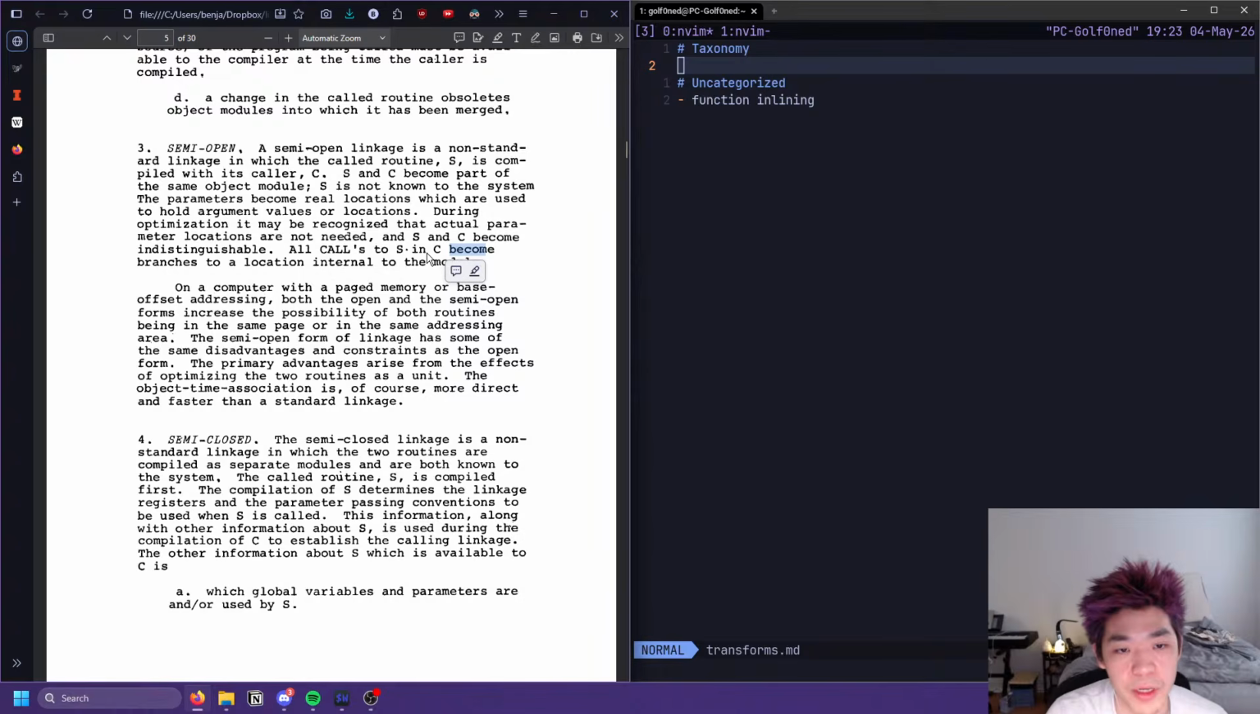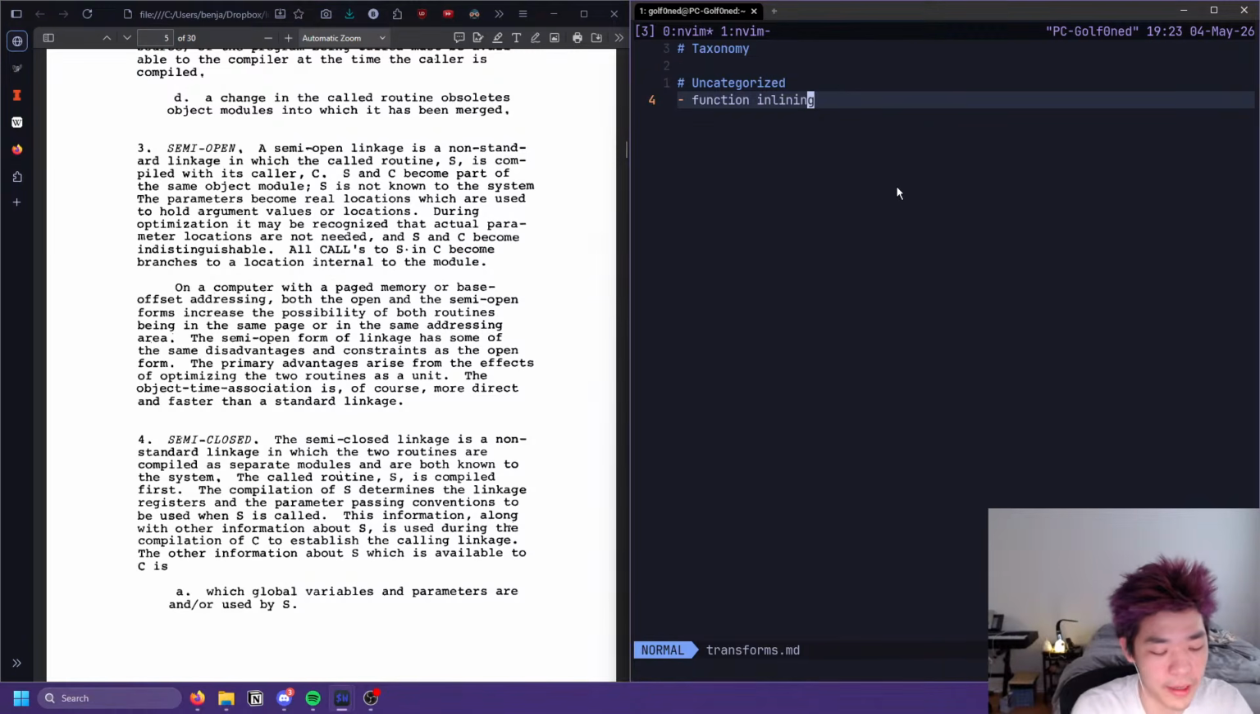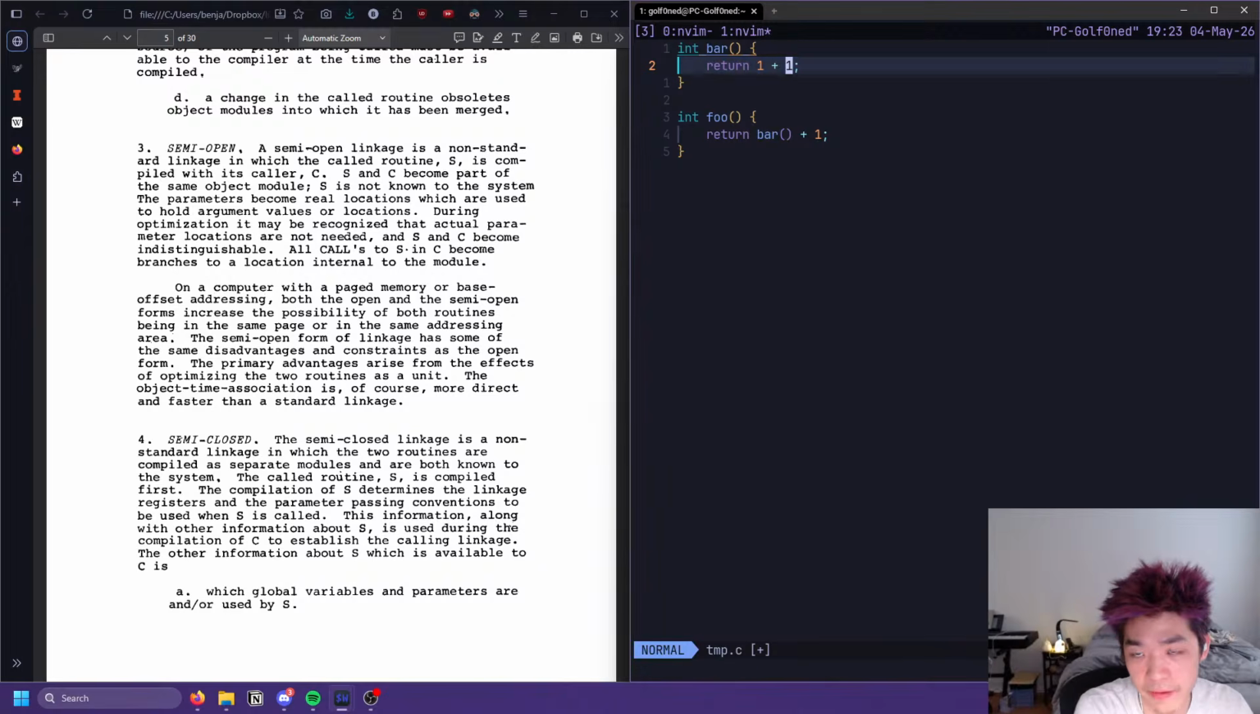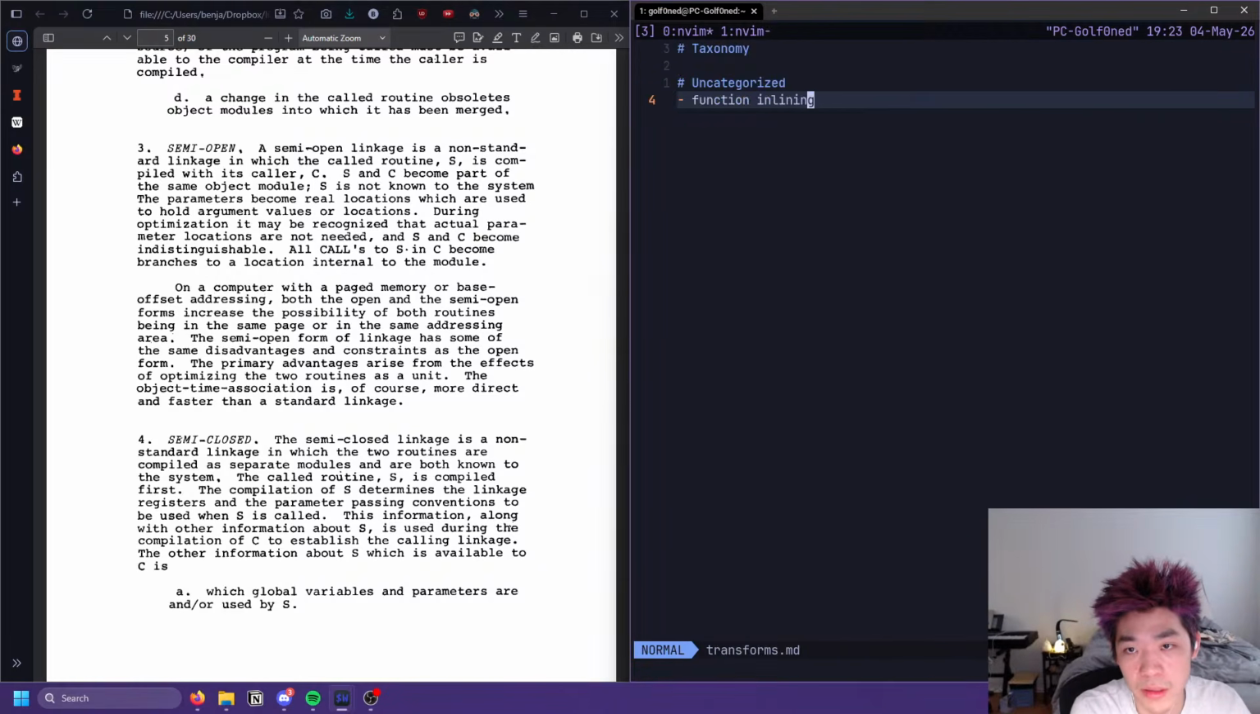Oh, I see what's happening. So if we go back to this example here, instead of pasting the body of bar in here, you would probably just jump into the function somewhere instead of dealing with the calling convention overhead. I guess that kind of makes sense. Yeah, this seems like a mess.